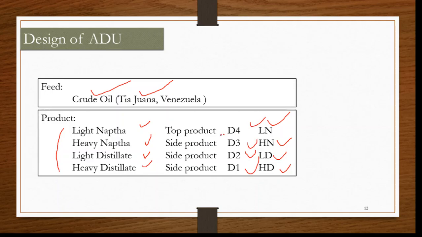Also you can designate the top product, that is, from the top of the column we recover the light naphtha, and these three, heavy naphtha, light distillate and heavy distillate, are basically the side products. So let us now represent all these things graphically.